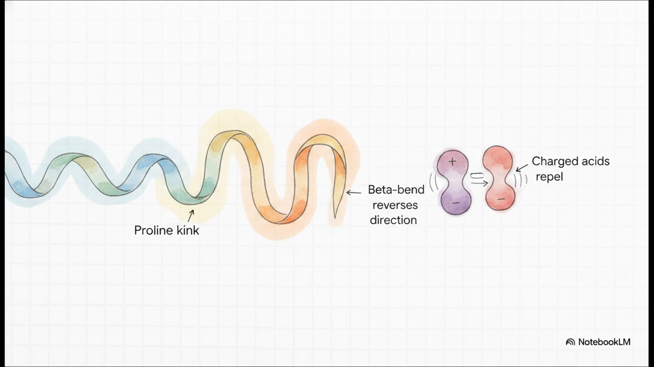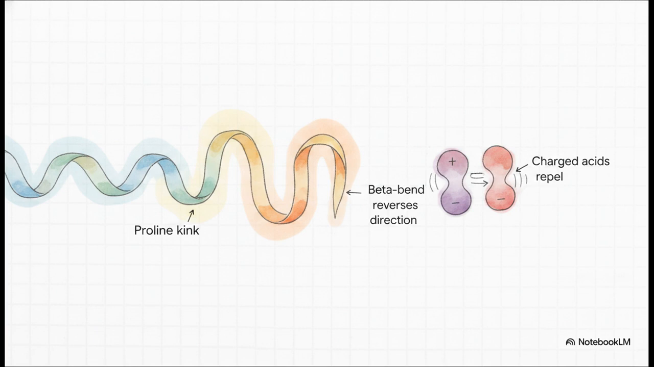Certain amino acids actually act as structural disruptors. Proline is a perfect example of this. Its unique geometry makes it act like a kinked pipe, completely disrupting a smooth alpha helix. Large numbers of charged or bulky amino acids will also repel each other and interfere with those spirals.